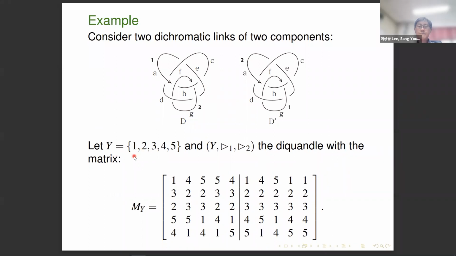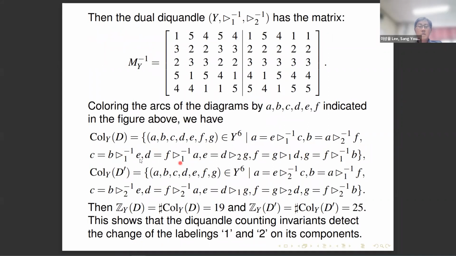Consider this diquandle with order 5. Then the coloring sets are given by this one. Computing the number of these colorings gives that the number of elements of this set is 19, and the number of elements of this set is 25.